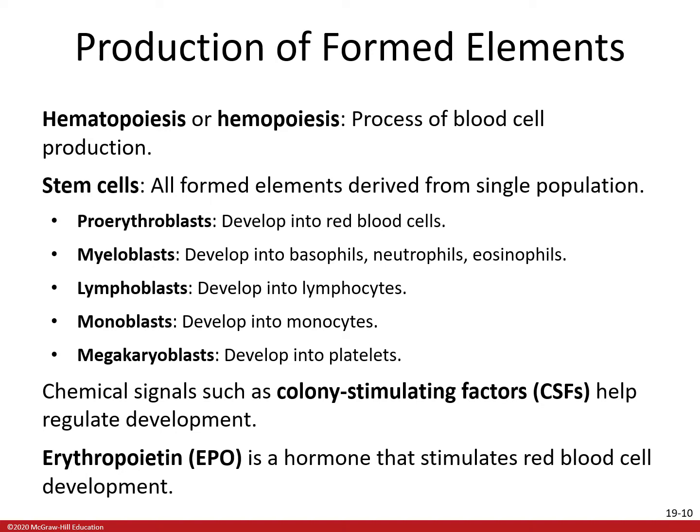And then we are going to have chemical signals such as colony-stimulating factors to help regulate development, and erythropoietin is going to be a hormone that stimulates red blood cell development. I do believe we're going to talk about erythropoietin a little more in a minute, but in case I'm wrong, do make a note that erythropoietin is going to be released in response to low oxygen levels in your body. So if you have less oxygen, you're going to produce erythropoietin, which is going to stimulate red blood cell development.